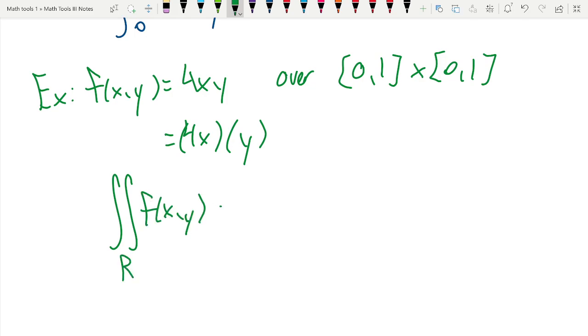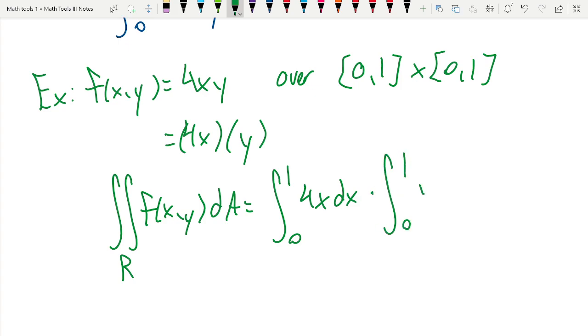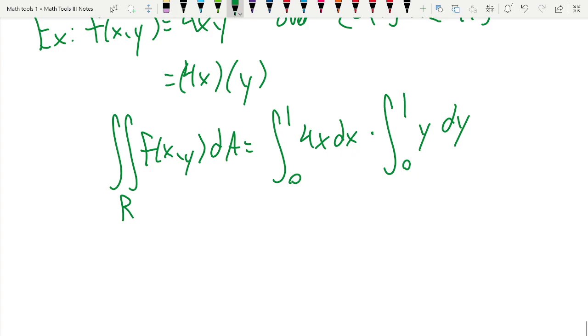So f of x, y dA will be the integral of 0 to 1 of 4x dx times the integral of 0 to 1 of y dy. Okay. Now I really never do them like this, except in the tricky cases where you have to, like e to the negative x squared, because I don't really think it makes it any easier necessarily. But we can just see the example here.